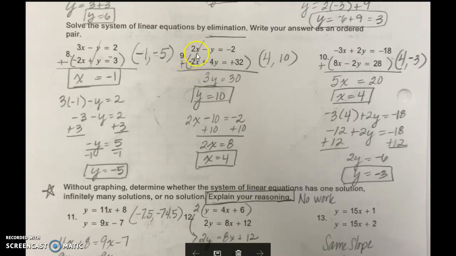In equation 9, our common coefficient is 2. Those were the same sign again, so we're going to subtract. Solve for y, substitute it back in and solve for x. Our solution is (4, 10). In problem number 10, our common coefficient is 2 for our y term, and as you can see, these are opposite signs, so I'm going to add. I solved for x, and then I substituted that in place of x in the first equation and solved for y, giving me a solution of (4, -3).